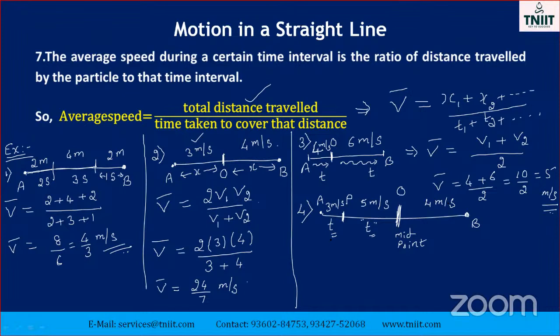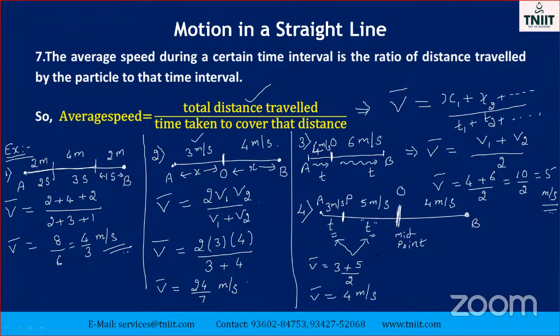For this, it is equal interval of time, right? For equal intervals of time, what is the average speed? 3 plus 5 divided by 2, V1 plus V2 by 2. That is 8 by 2, that is 4 meter per second.